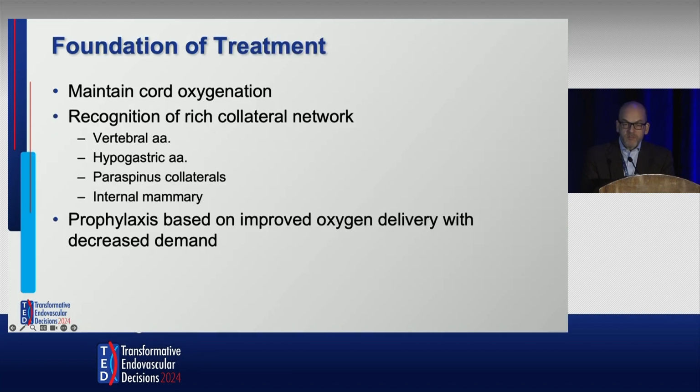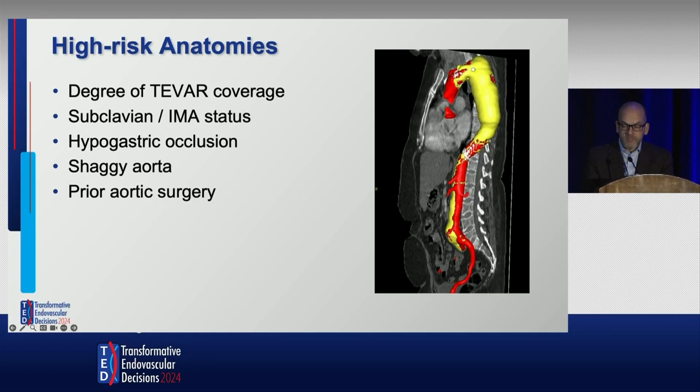So the foundation of treatment is to maintain cord oxygenation in recognition of the rich collateral network to the spinal cord as well, and the preservation of these branch vessels, the first order aortic branch vessels that then lead to these collaterals. And prophylaxis is based on improved oxygen delivery and decreasing demand. So what are the high-risk anatomies? Well, it's degree of T-bar coverage or degree of surgical replacement. Obviously, then there's the branches I mentioned, which is subclavian IMA status, hypogastric occlusion, then the presence of embolic sources like a shaggy aorta, and of course, prior aortic surgery and other patient factors such as renal insufficiency in terms of physiology.